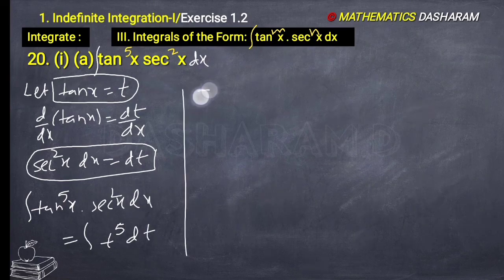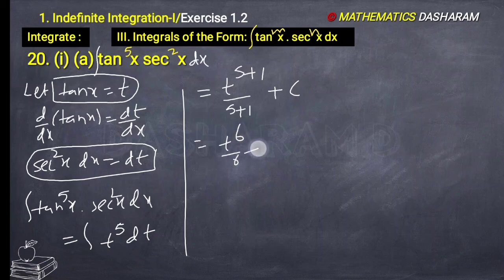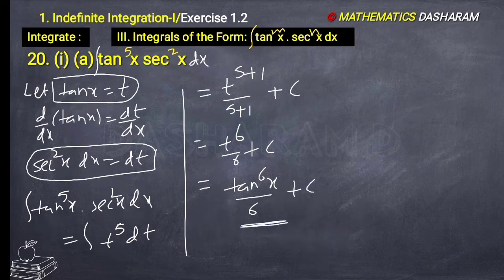So it is equals to the x to the power of n formula, that is x to the power of n plus 1 by n plus 1. So t to the power of 5 plus 1 by 5 plus 1 plus c, t to the power of 6 by 6 plus c, and the t value is tan x, so tan to the power of 6x divided by 6 plus c is our required answer.